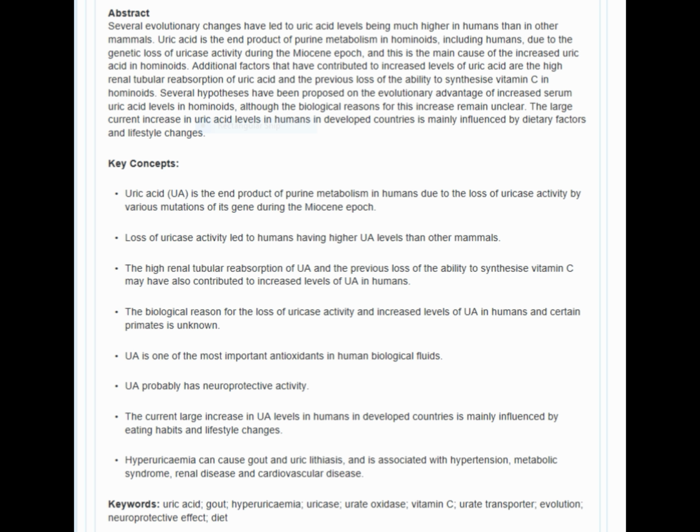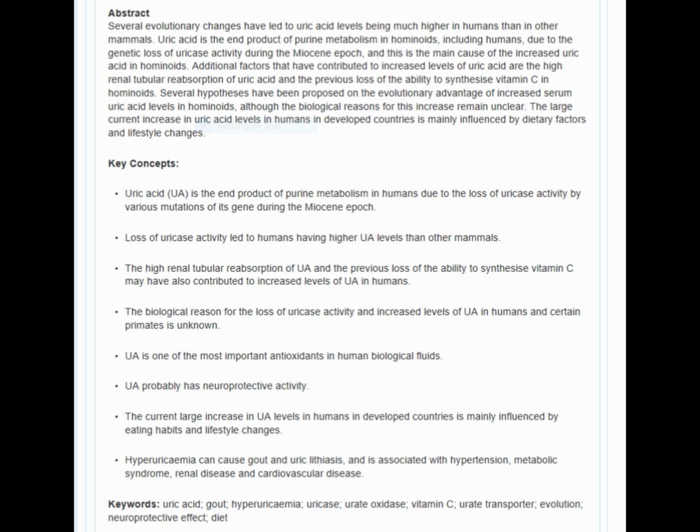It does say that uric acid is one of the most important antioxidants in human biological fluids. Uric acid probably has neuroprotective activity. And it also says, the current large increase in uric acid levels in humans in developed countries is mainly influenced by eating habits and lifestyle changes. Generally, chimps and humans have higher uric acid levels than other mammals. But as you guys can read in the abstract, it just talks about some of the history behind this.